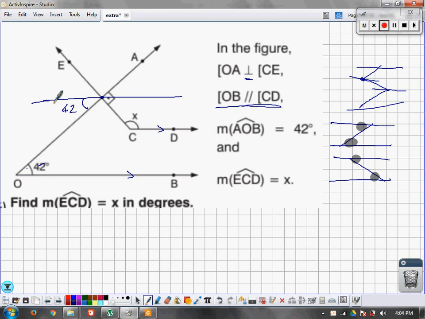This line and this one cut each other, so this part will also be the same as 42 because of the vertical angle. You may also say that the 42 will be the same as this part by using the idea of corresponding angles.